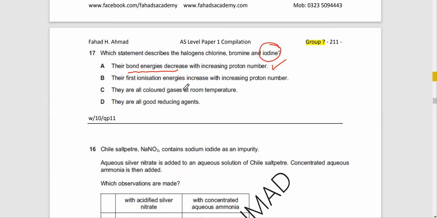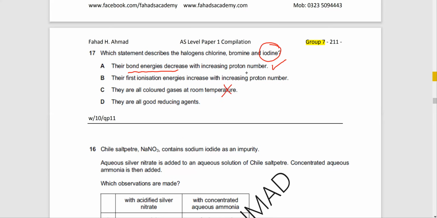Because chlorine is not colored. The chlorine is greenish yellow. They're not all gases. Some of them are solids. Exactly, because they're not all gases. Only chlorine is a gas, bromine is a liquid, iodine is a solid.